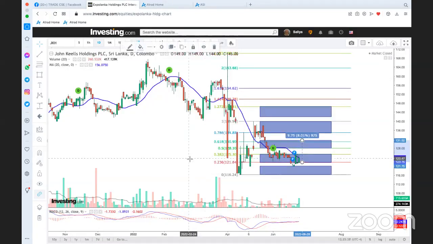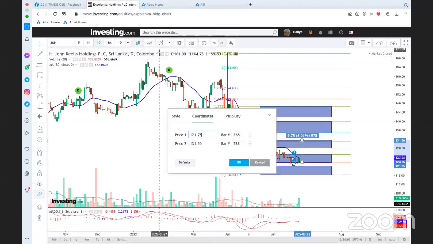So that's 8%. So, you know, you have more than 5%. Are you satisfied with that 5%? Then your sell order you are putting at 131.50. If you want to sell at this 134, let's say 134.75, right?